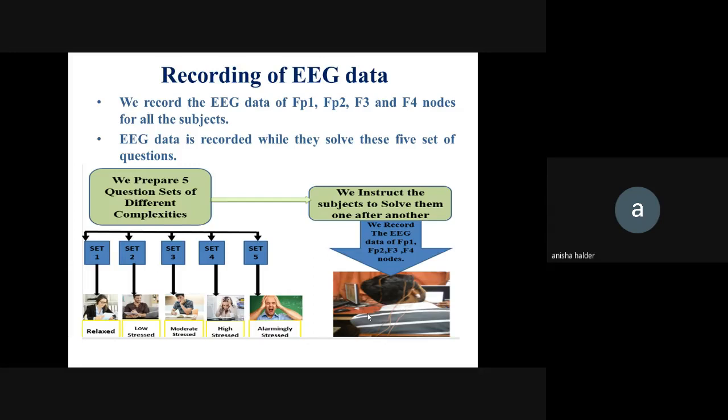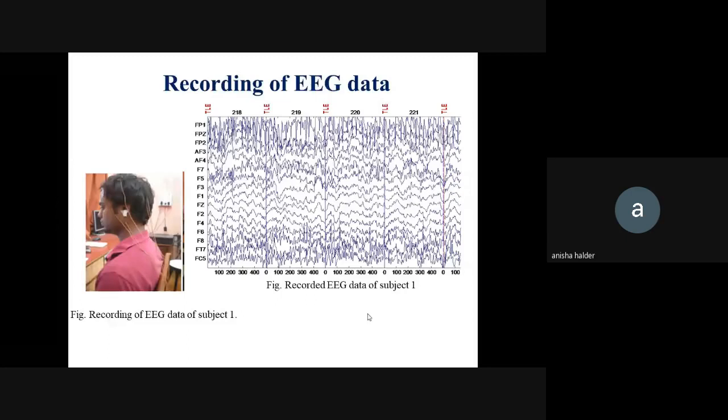And we are not taking the EEG data of each and every node. The electrodes are set only at FP1, FP2, F3 and F4 positions. All are the frontal lobes. Fine. So we record the EEG data of FP1, FP2, F3 and F4 nodes for all subjects. EEG data is recorded while they solve these 5 sets of questions. And the subjects are instructed to solve the questions one after another. And the data from these 4 nodes has been recorded. Fine. So this is the data recording.